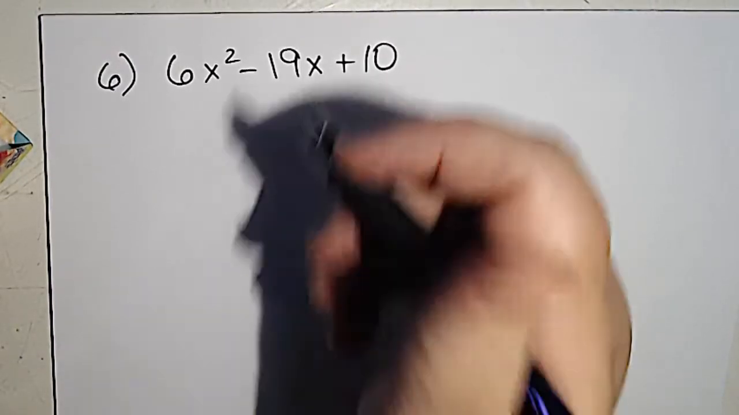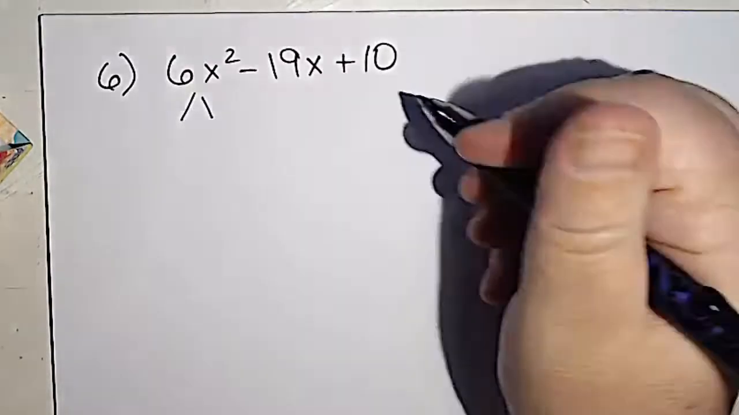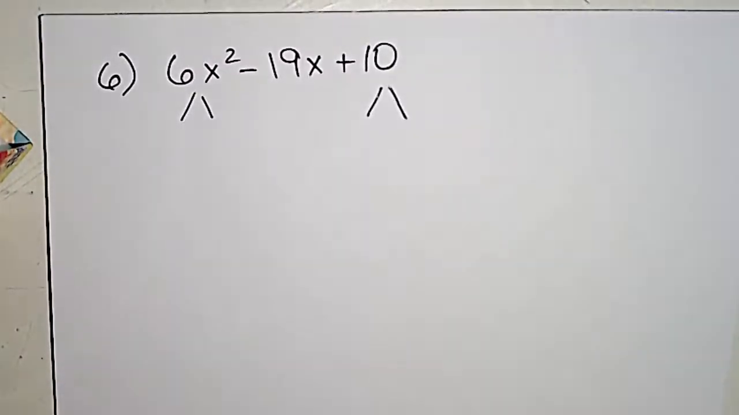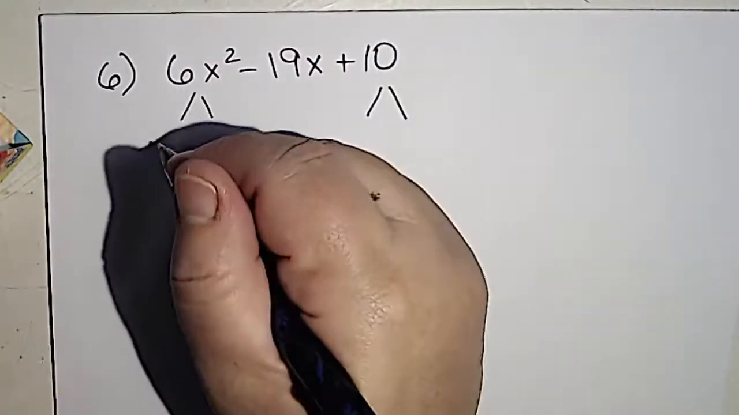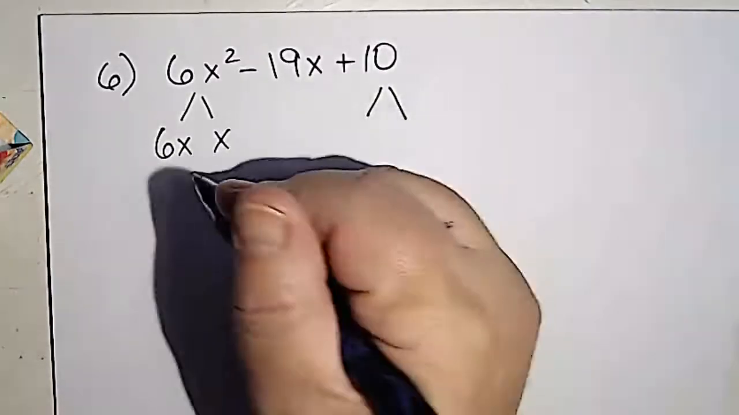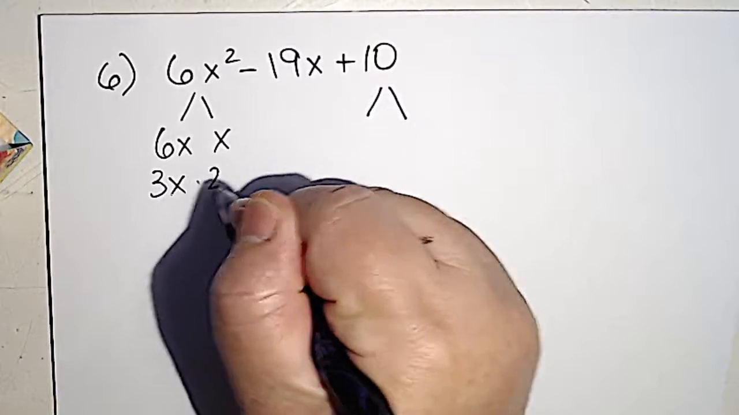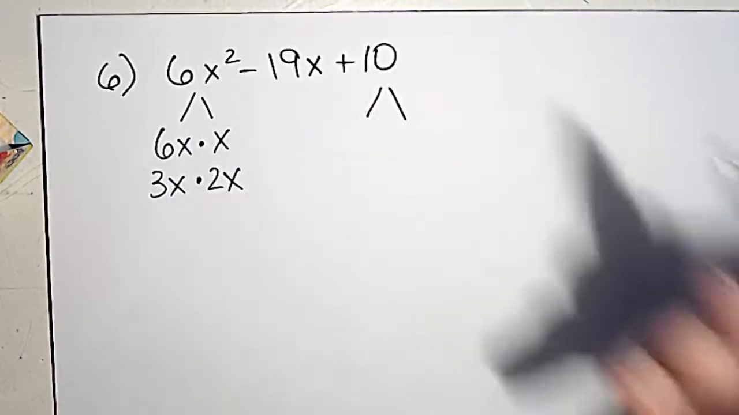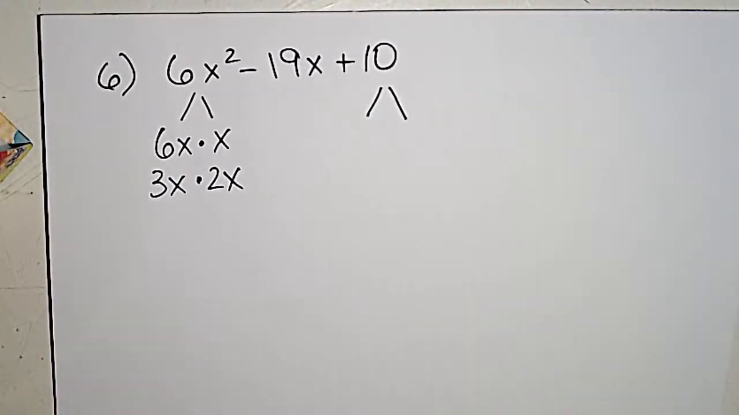And trial and error says look at the first and look at the last. Okay, so the first one is 6x squared. So that could be 6x times x, or it could be 3x times 2x. Two ways to do it. That's going to complicate things.